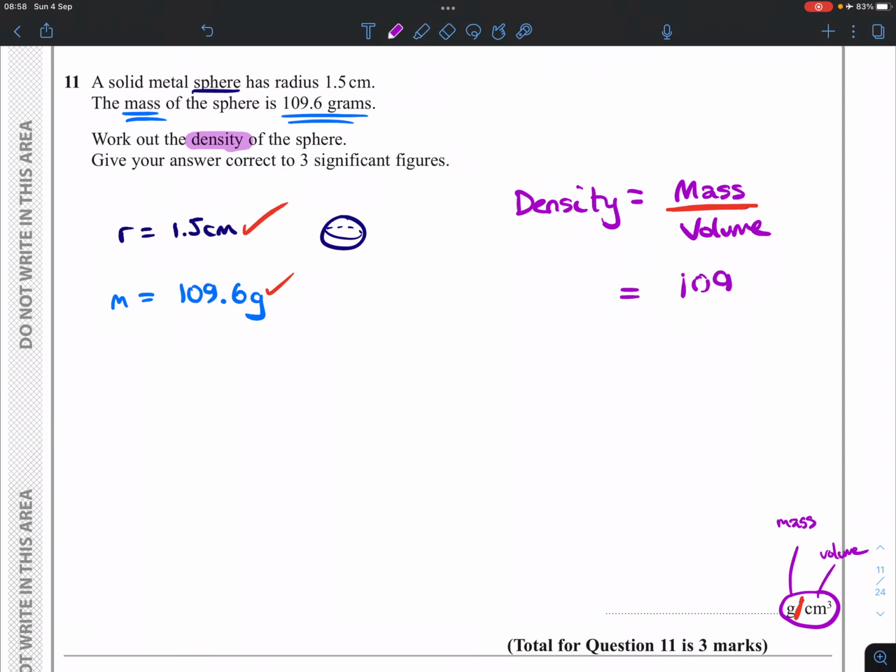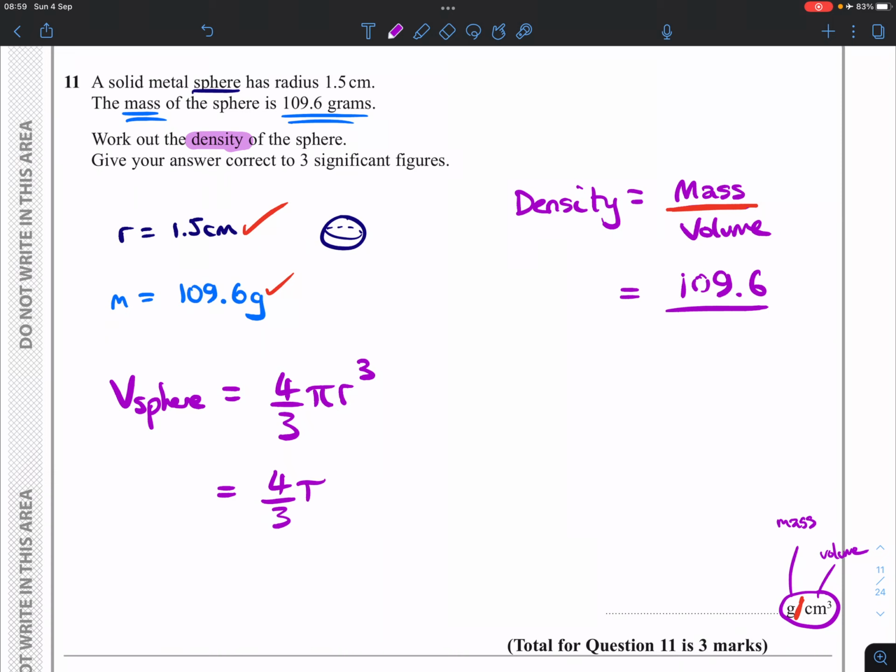We have 109.6 as our mass. We have our radius. Oh no, we don't. Our radius is 1.5. We need to get the volume of the sphere first. So our volume of a sphere is 4/3 pi r cubed. That information is given in your formula sheet.